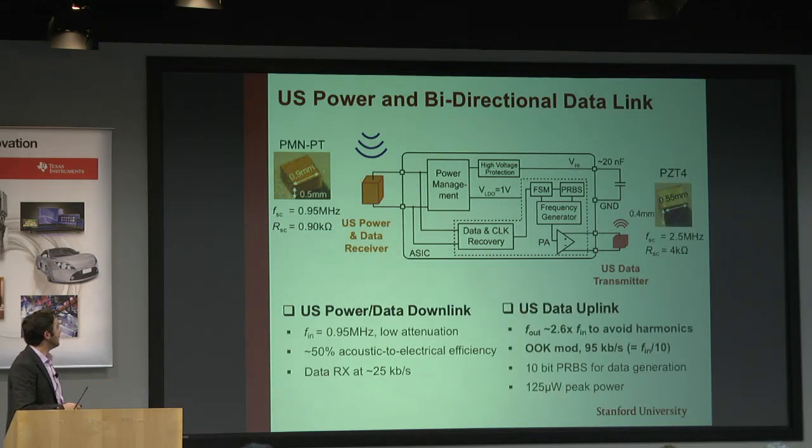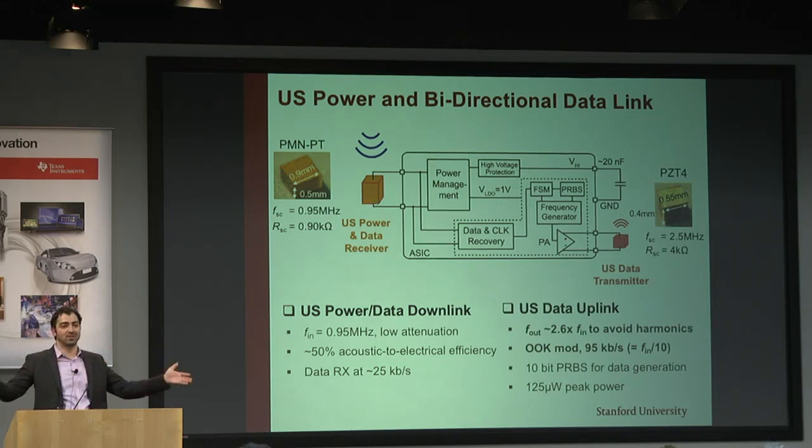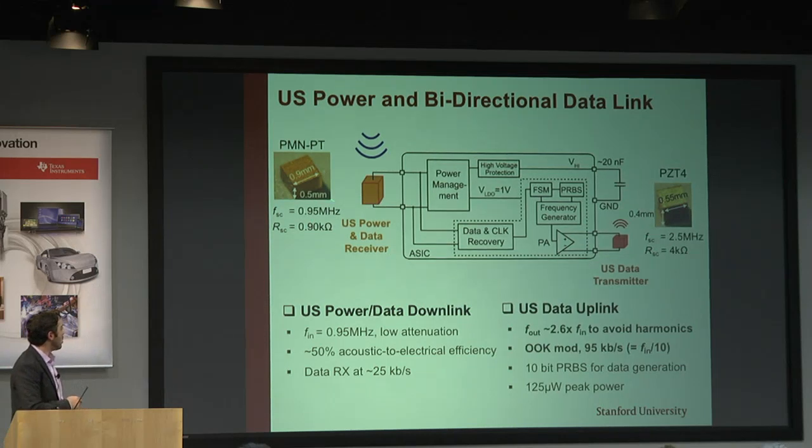You're going with 1 megahertz and 2.5, so an FDD sort of system. We are getting about 25 kilobits per second data rate in receive and about 100 kilobits per second on transmit. On a 10-bit PRBS, we're getting about 10 to the minus 4 bit error rate. So this is our wireless system ranging capability.